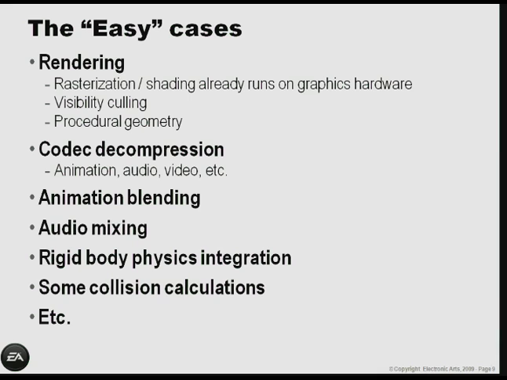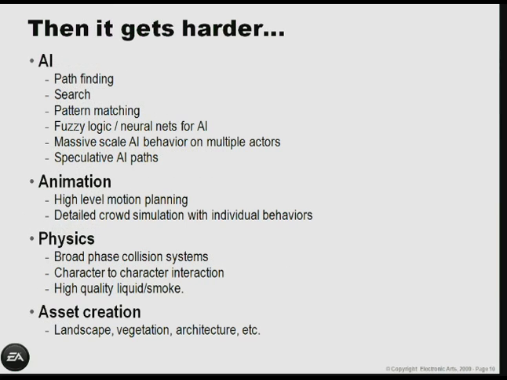Generally, we're trying to get data into the hardware with as little memory bandwidth as we can, and that becomes an important problem. We also have animation blending in a lot of our games where characters are animated. That can be fairly easily parallelized. Audio mixing, some rigid body physics calculations, some collision calculations, and so forth. There's a fairly large number of cases that are relatively straightforward. Then there's a whole bunch of cases that are an awful lot harder.